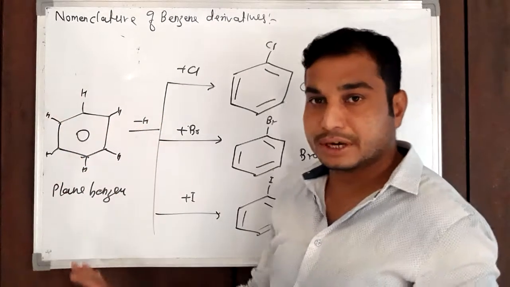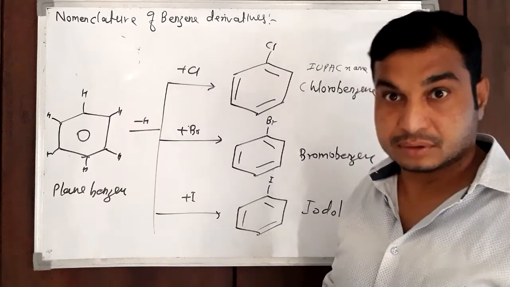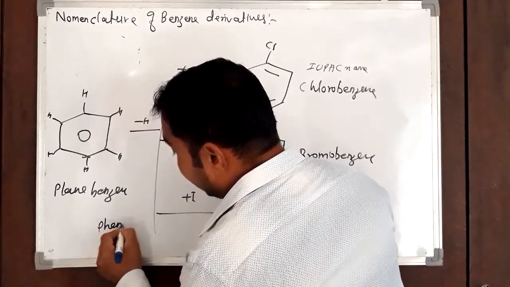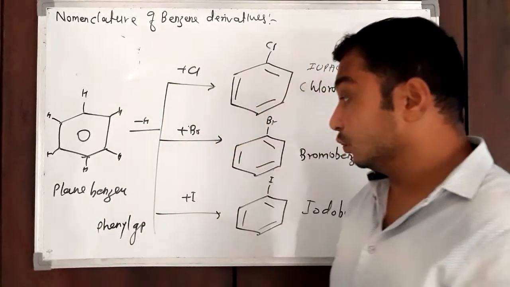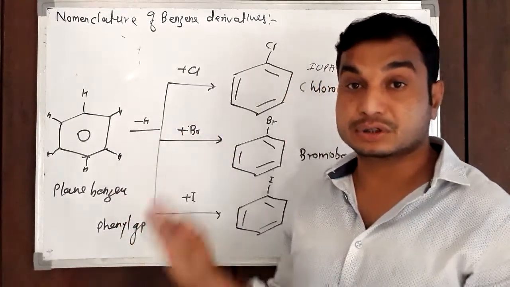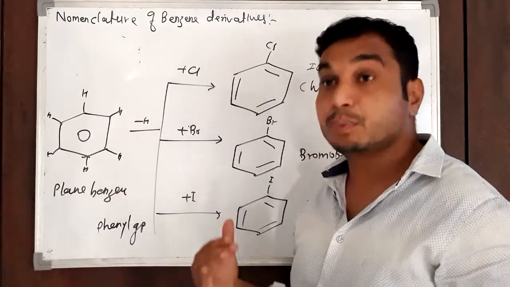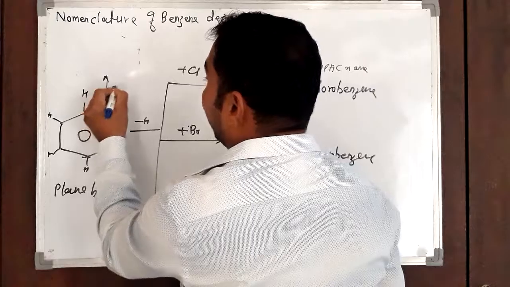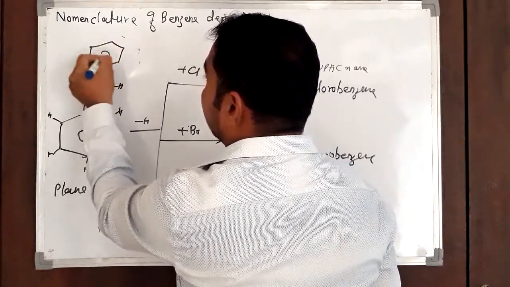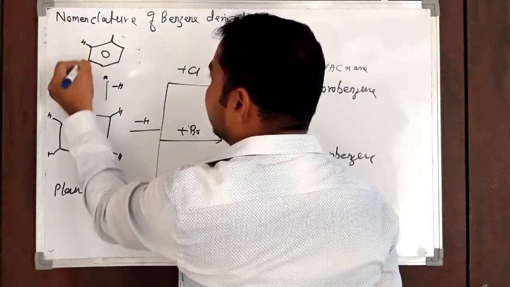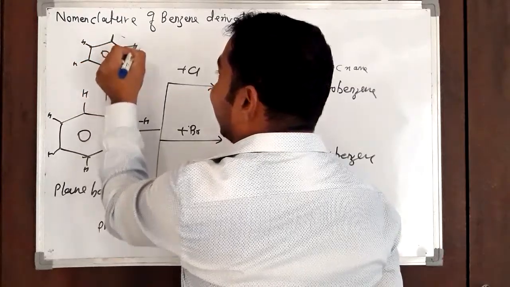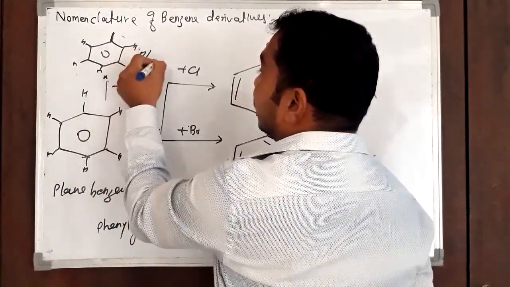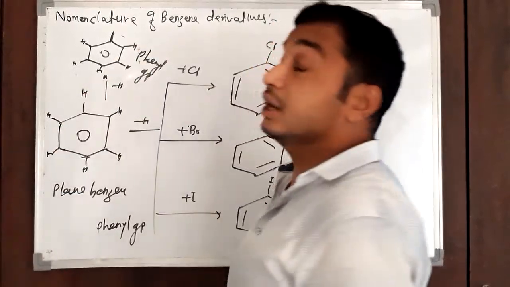Actually, after removing one hydrogen atom from benzene, the group obtained is called the phenyl group. What is the phenyl group? The phenyl group is obtained by removing one hydrogen atom from benzene. Whatever part remains without one hydrogen has one bond free, like this. At the remaining positions the hydrogens are as they are, only one position free, one valency of the carbon atom free. That is called the phenyl group.